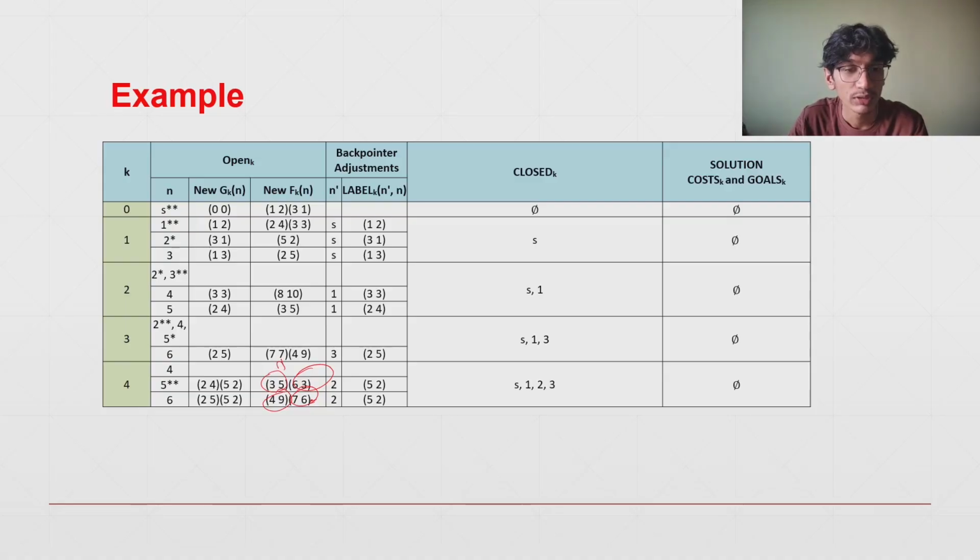This is going from 2. This is going from 3. And we have similarly added back pointers in labels using these nodes.